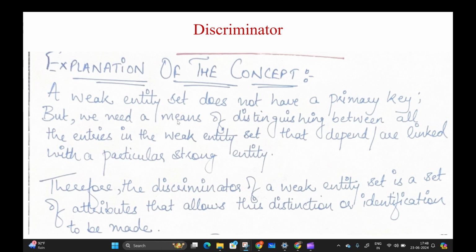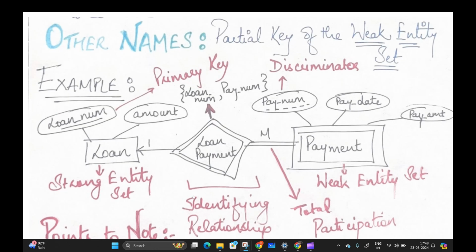So, when a strong entity comes to a weak entity, it sees the discriminator there. The discriminator of the weak entity set is a set of attributes that allows distinction or identification to be made, but for a subset of records only, not for the complete set of records. Now take this example of loan and payment. This is the complete example. If you understand this, everything will be clear.